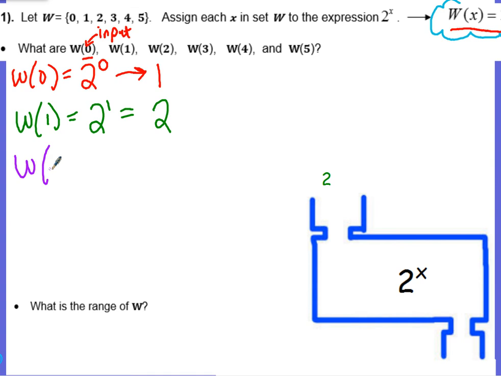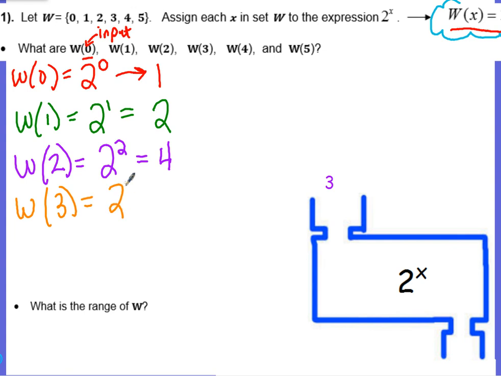Let's input 2 into the w. So 2 to the second power, or 2 times 2. If you said 4, you are correct. When 2 goes in, out comes 4. The next one, when 3 is the input, that means 2 to the third power. Remember, this really means 2 times 2 times 2. So when 3 is the input, the output is 8. 2 to the third power is 8.